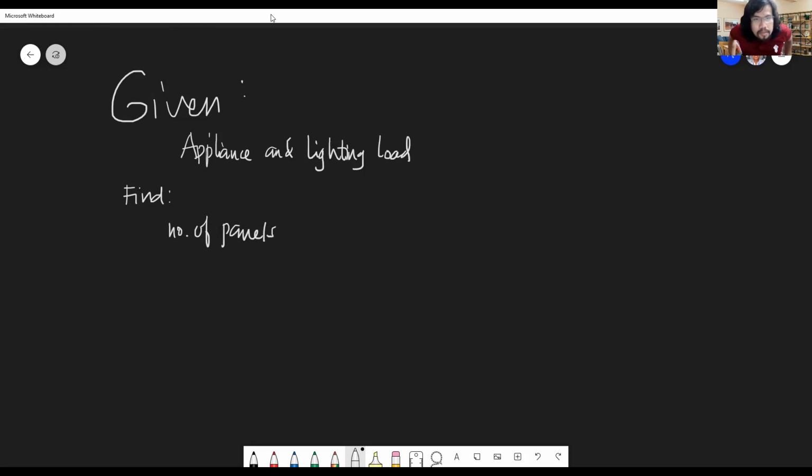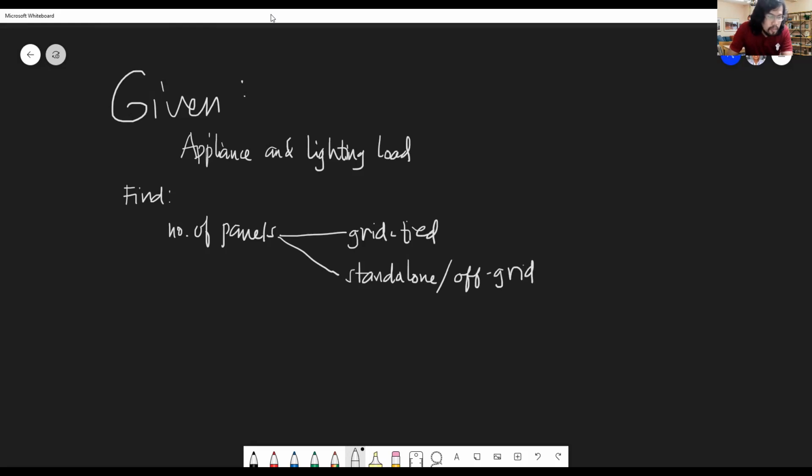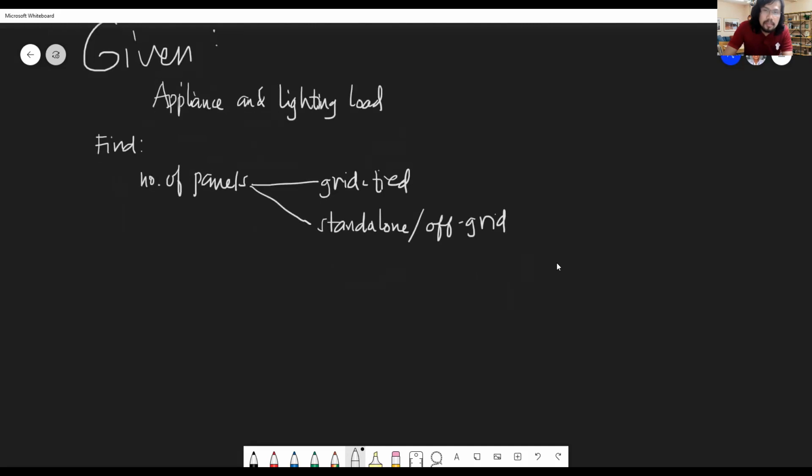Now there's a caveat here. The number of panels changes depending on the type of the system. If it's grid tied or standalone, or what others refer to as off grid. So we will be discussing and determining both.